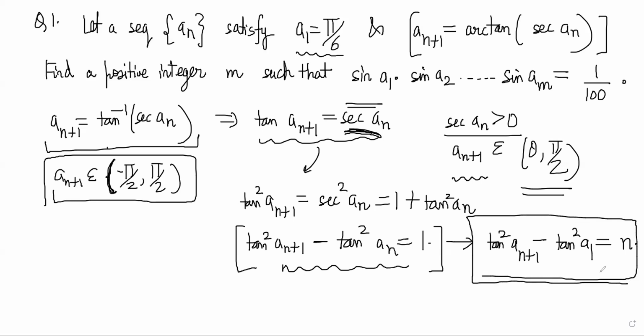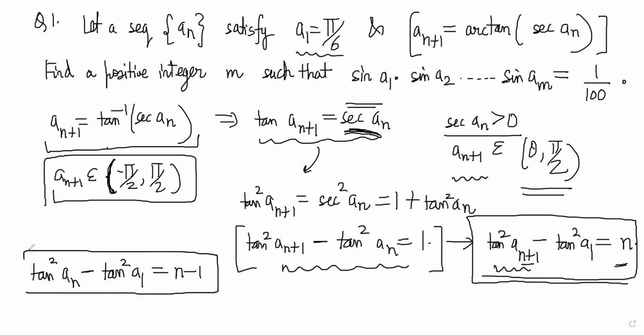This is what you get. Now, here I am getting a function of a_{n+1} in terms of n. So I want a_n term, I don't want a_{n+1} term. So I will replace n+1 with n in this equation, and what we'll get is tan² a_n minus tan² a_1 is equal to n minus 1. This is the result that we have so far.